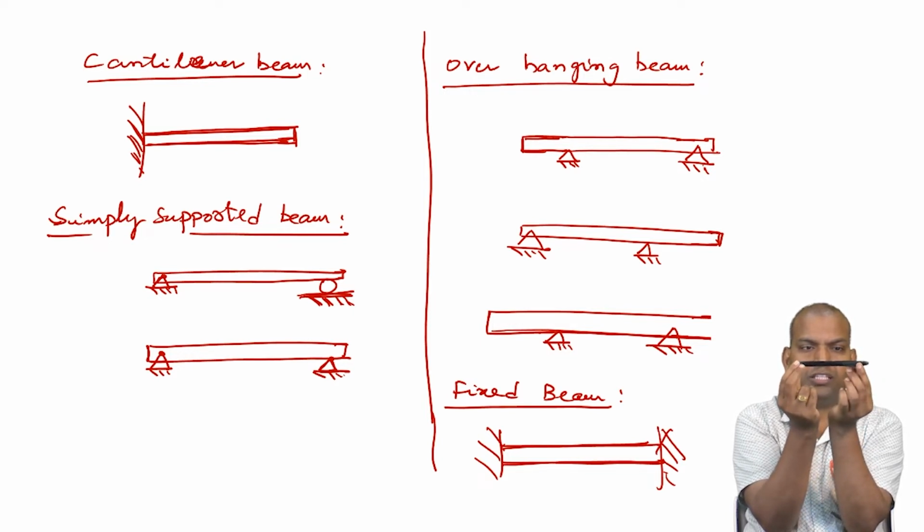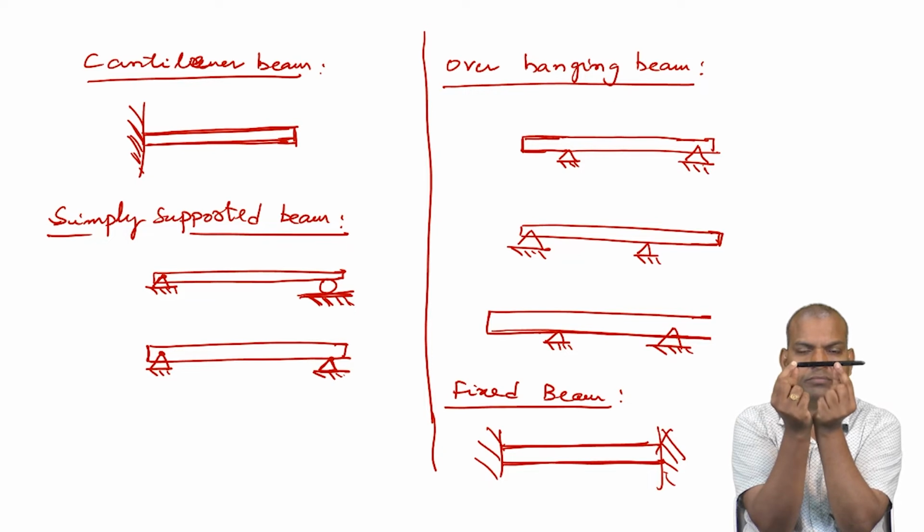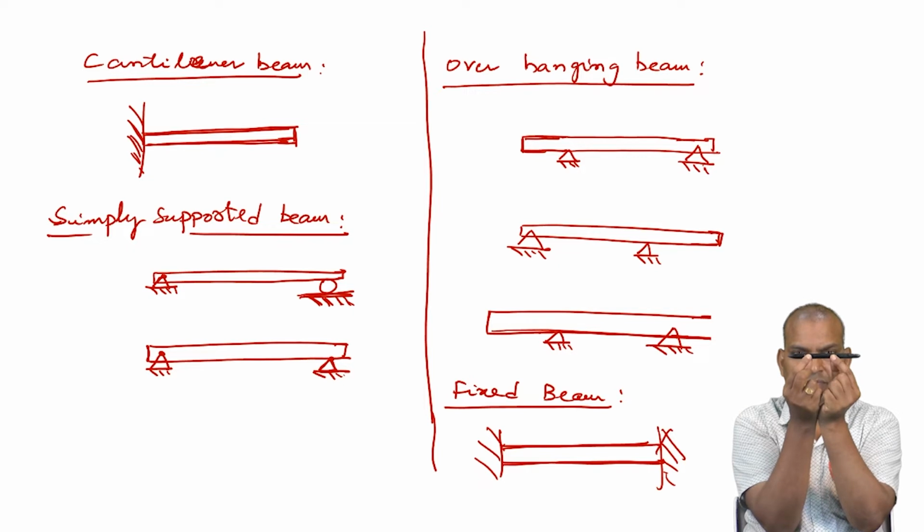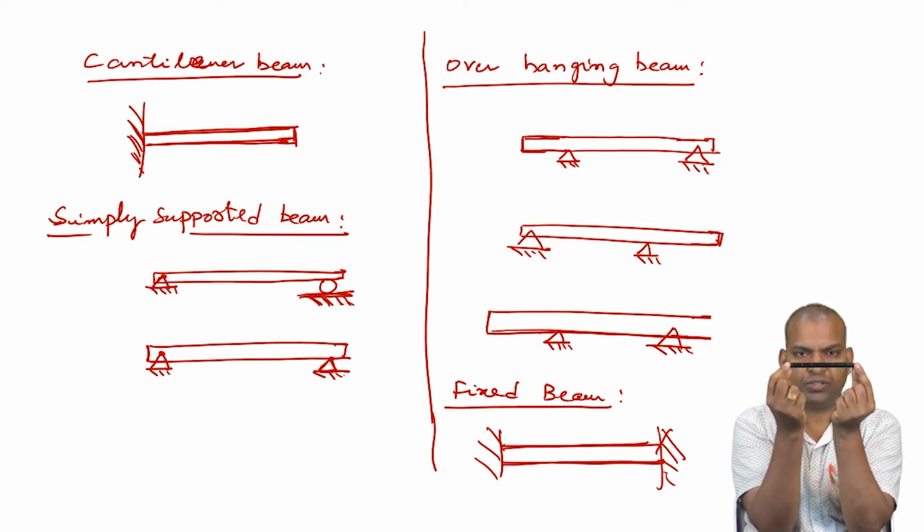Next, this is also an overhanging beam. From my side it is the left, from your side it becomes the right side. The left overhanging beam, both sides overhanging. This is called an overhanging beam. But a simply supported beam never has extension on both sides. It is simply supported. Now what about the fixed beam?